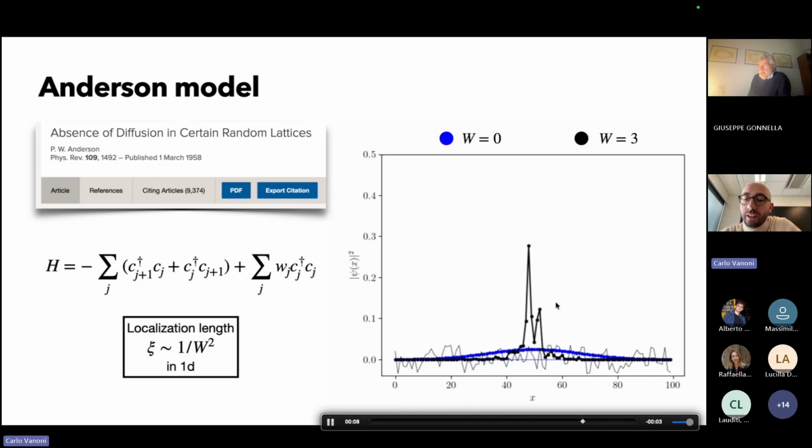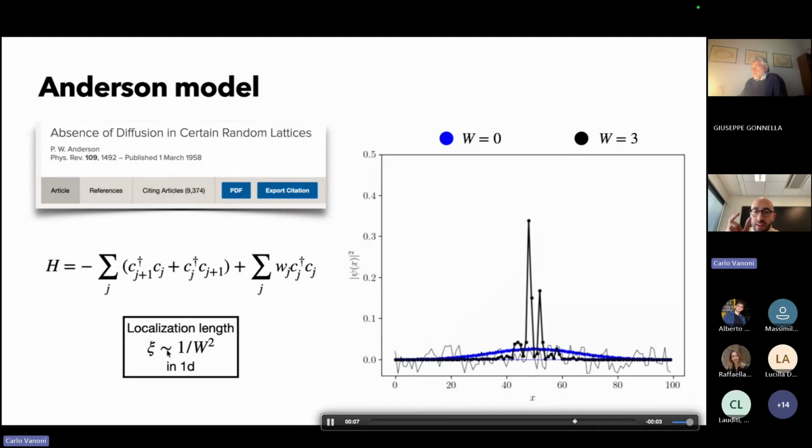In a classical setting, this wouldn't happen. If you study the diffusive motion of a classical particle in a random potential, you will always get diffusion. The diffusion constant would depend on the value of W, but it would be non-zero. What Anderson found is that this diffusion constant can go to 0 at a certain critical value of W. In one dimension, which is actually the case that we will be dealing with, the particle is always localized, no matter how small W is, except for W equal to 0.